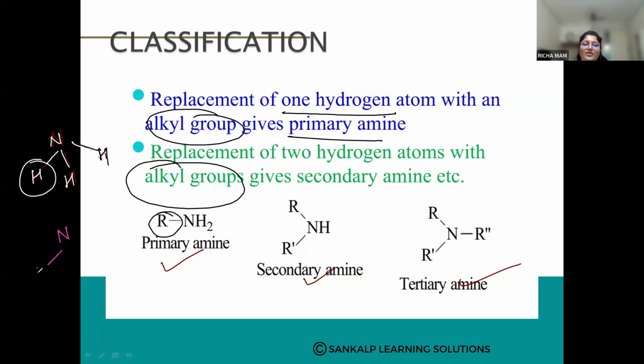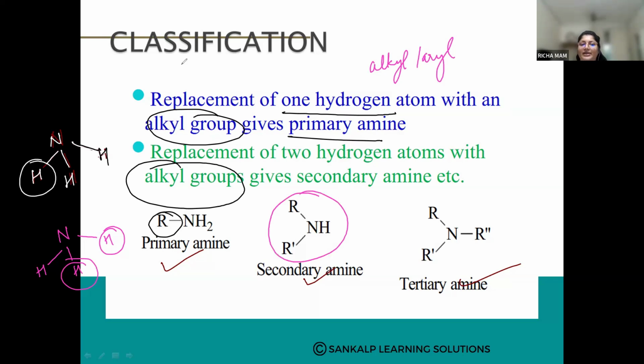Similarly, the replacement of two hydrogen atoms by an alkyl group, or you can take an aryl group, it can be an alkyl group or it can be an aryl group, then it gives rise to a secondary amine.